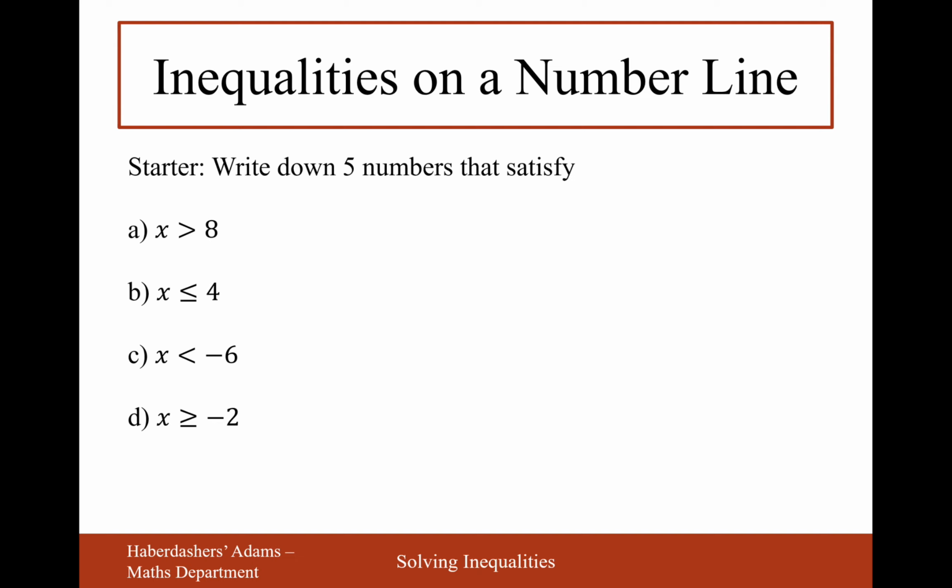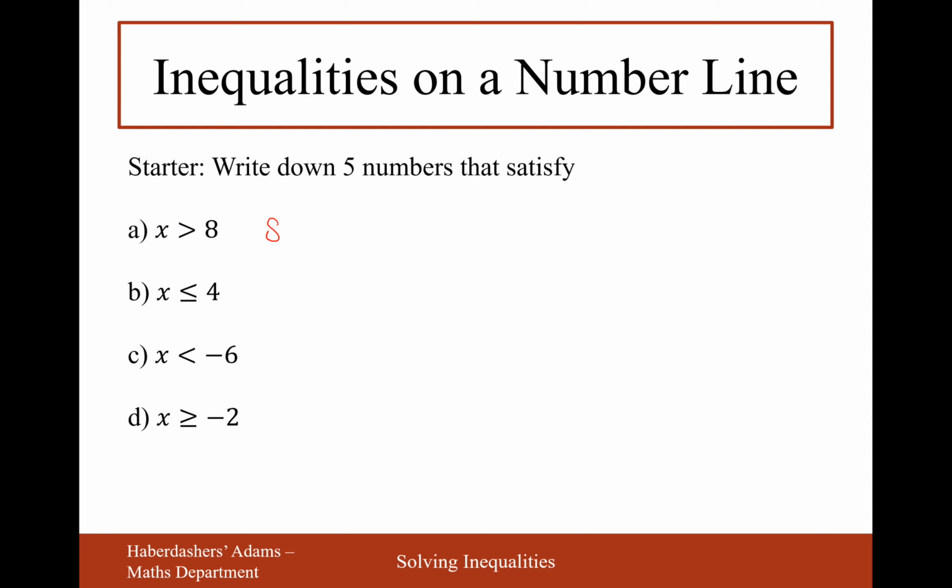So just to get the ball rolling, write down five numbers that satisfy these four inequalities. Okay, so this is just making sure we know what these symbols mean. If x is bigger than 8, so if you're on the left-hand side of this symbol here, then you are going to want a value that is bigger than 8. The pointy bit is where the small number is, the bit where the crocodile is eating the value, you want that to be the bigger item.